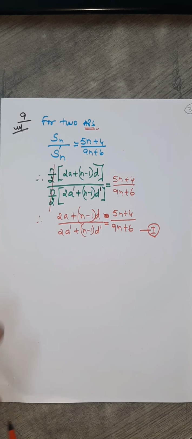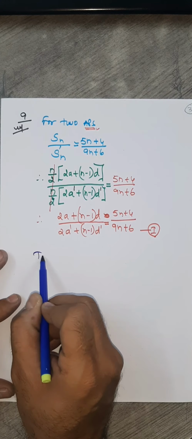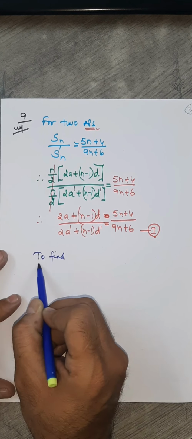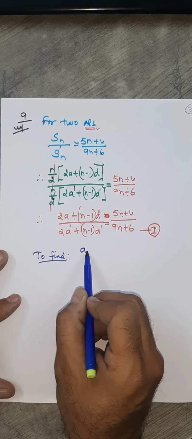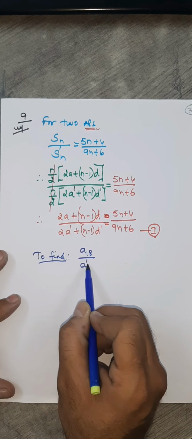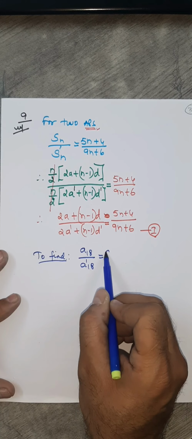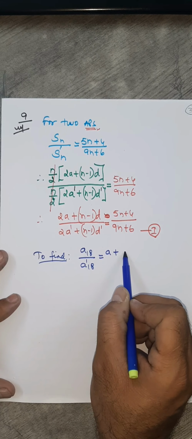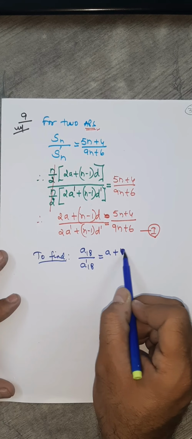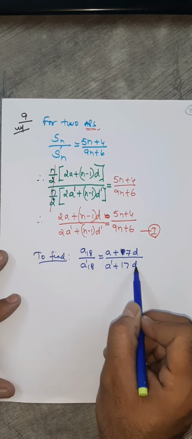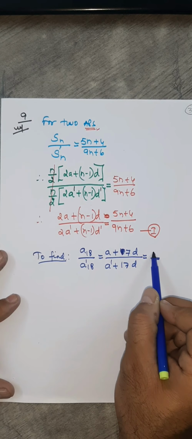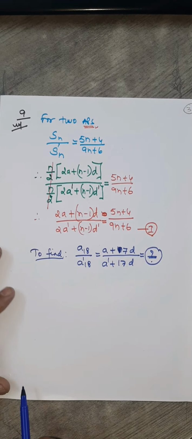Okay, now see what is asked in the question. If we concentrate there, we have simplified the given information. Now we want to find this. What do you want to find? Ratio of 18th term, that is a18 and the other one is a dash 18. So what you need is a plus 17d, and here a dash plus 17d dash. We need this. This is what you want. This is the question.